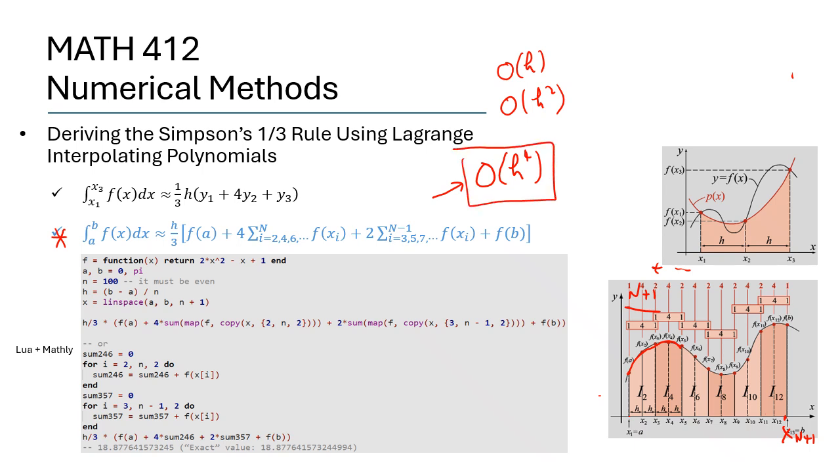And Simpson's 1/3 rule, and how about Simpson's 3/8 rule? It's also the same, so no big difference. If they have the same truncation error, it depends. And if the points are given, we have no choice.